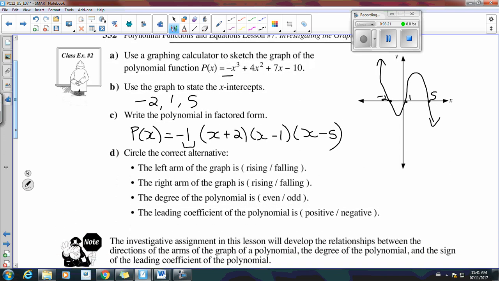D, circle the correct alternative. The left arm of the graph, in this case, the left arm is rising. The right arm of the graph is falling. The degree of the polynomial is odd. The leading coefficient of the polynomial is negative.